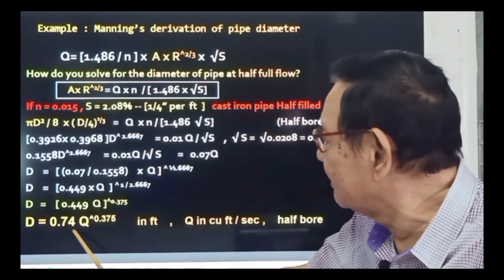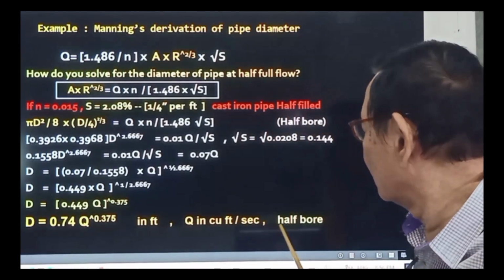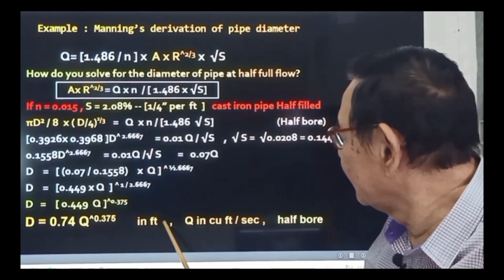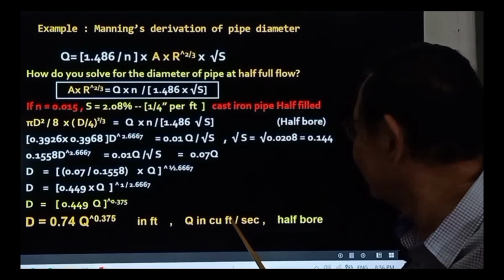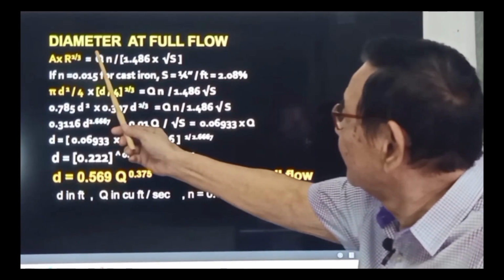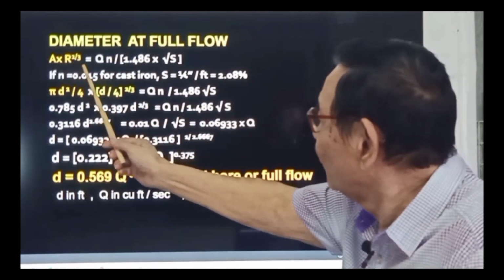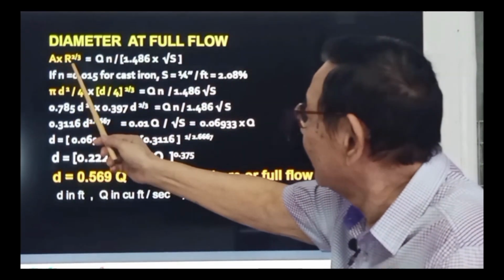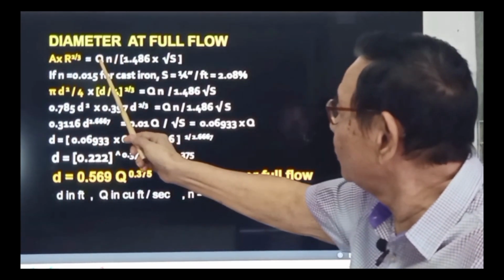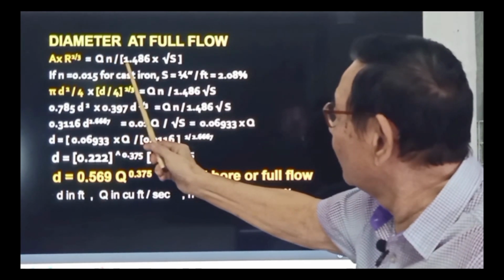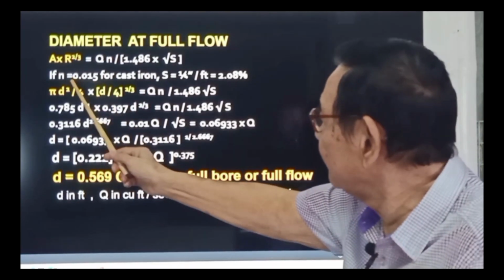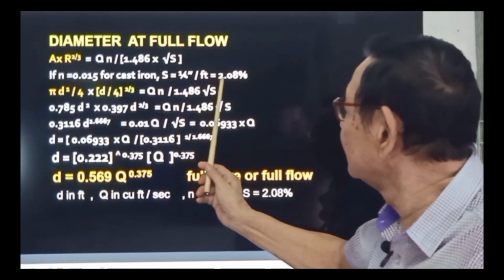This is now the diameter in half bore or half full flow that we will have. The diameter is in feet, Q is in cubic feet per second, half bore. The same also for the diameter at full flow: we rearrange the area and the hydraulic radius on the left side, and on the right side is the Q, n divided by 1.486 times the square root of the slope. So, the same, for 8.15 cast iron.